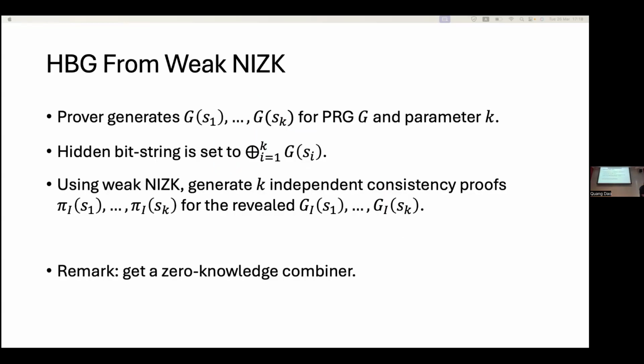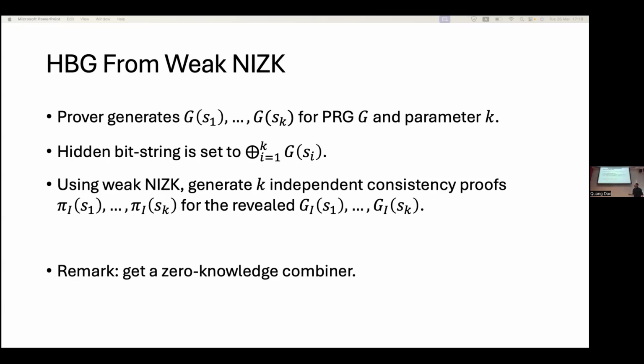So we can use the weak NIZK in this way. You take a PRG, and you generate k pseudorandom strings for some amplification parameter k. The hidden bit string is set to be the XOR of all the strings. And when we want to reveal the subset I, we reveal the subset I of every copy of the PRG, in addition to consistency proofs for every PRG.